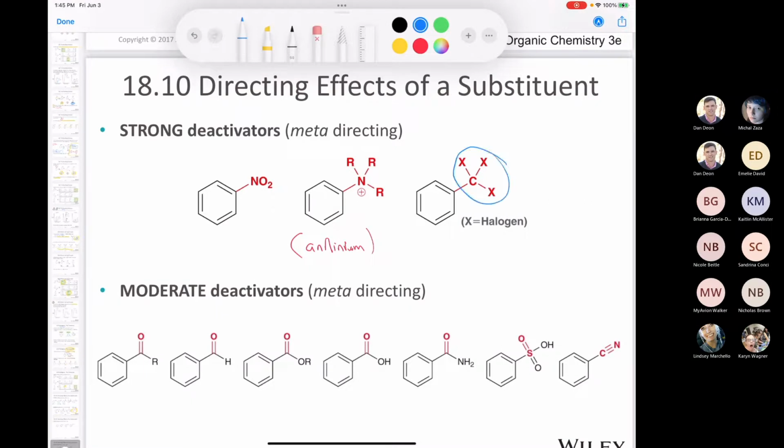And then if you have some kind of trihalogenated methyl group. So you take a methyl, you replace all the hydrogens with halogens, something like this. Let's say you have tribromotoluene, like this. So CBr3, like that. All three of those halogens are withdrawing electron density away, and therefore it deactivates the ring.